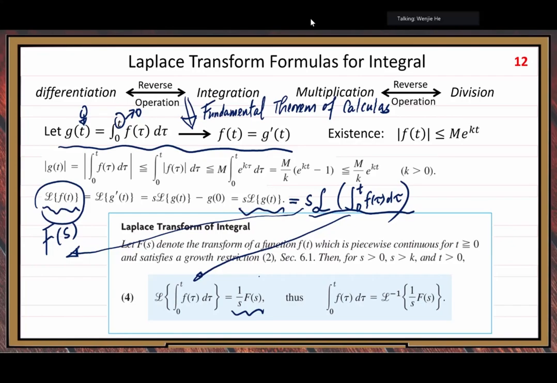We know when we do integration, it's relatively hard, right? Relatively hard. But with the Laplace transform, it's pretty easy. We just use the capital F function with a division by s operation. So we get it easily.